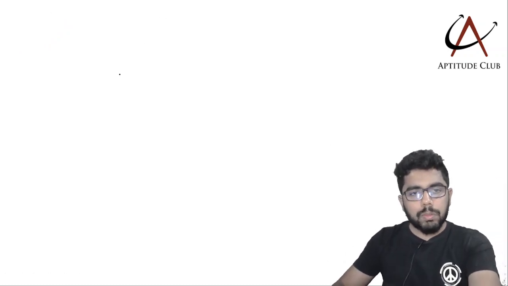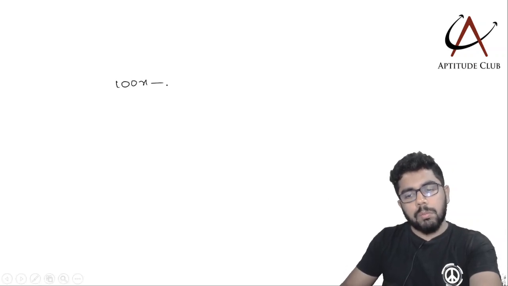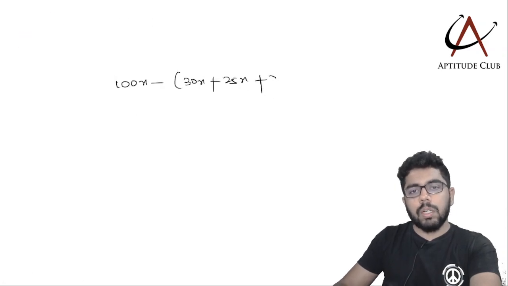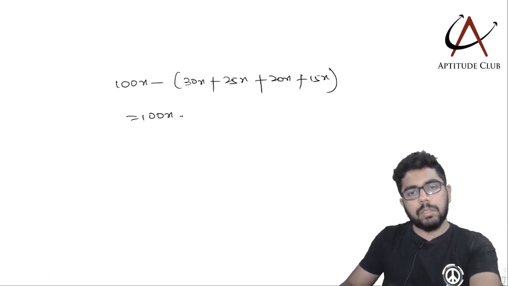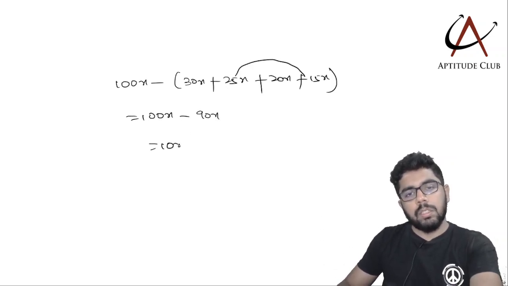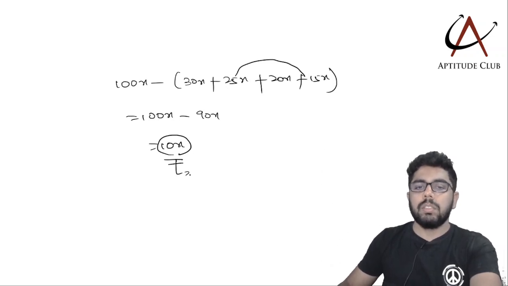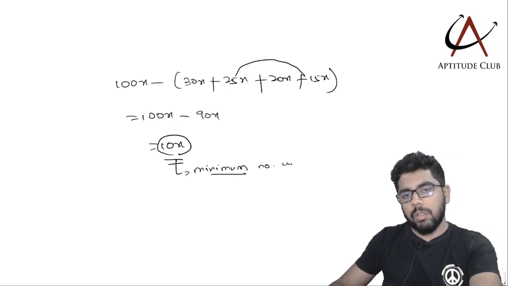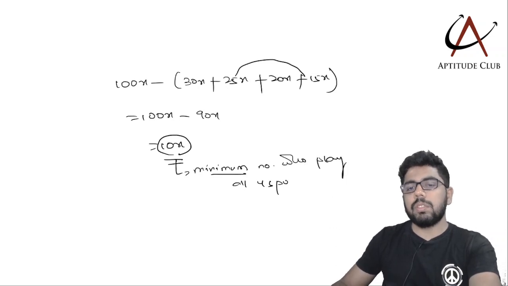So if I exclude all of them, 100x minus all this, 30x plus 25x, I'm excluding people who do not play at least one sport. So how much am I getting? 100x minus, this is 40, 20, 60, 30, 90x, I get 10x. Now this has to be the minimum. The minimum number who play all four sports. Now this is the shortcut, hence 10%.